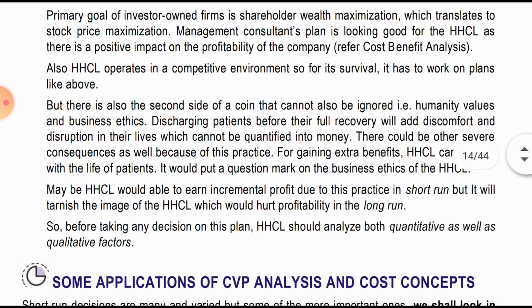But there is also a second side of the coin that cannot be ignored, that is humanity, values, and business ethics. Discharging the patient before full recovery will add discomfort and disruption to their lives, which cannot be quantified into money. There could be other severe consequences as well because of this practice. For just gaining this 26 lakh benefit, HCL cannot play with the life of the patient. It would put a question mark on the business ethics of HCL.